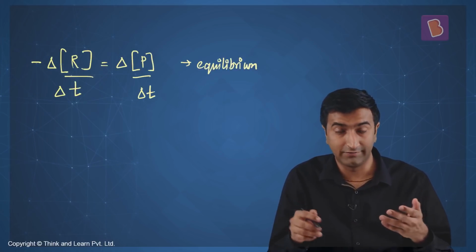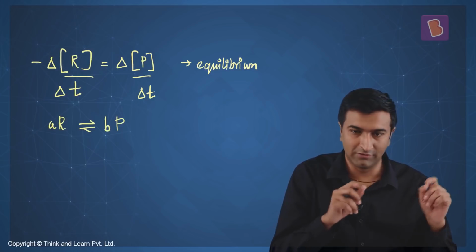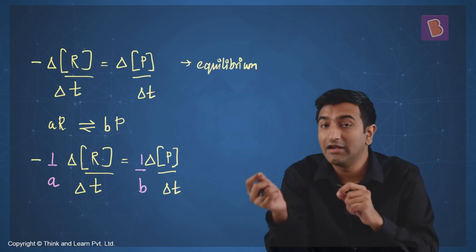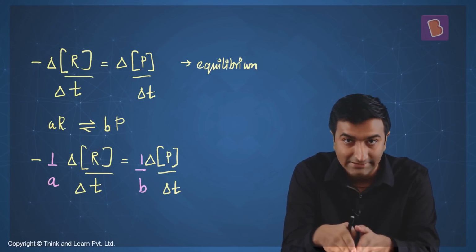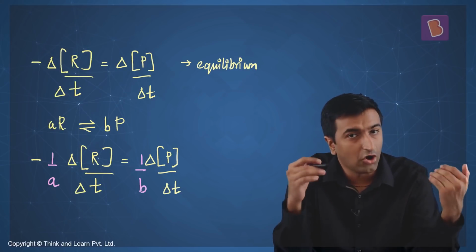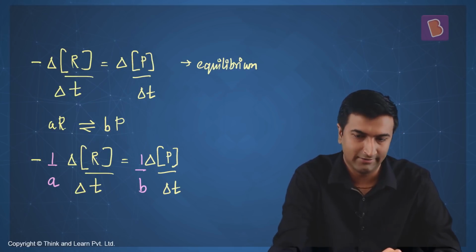If you have some sort of stoichiometric coefficients that are not 1, you just divide by them on both sides. So 1 by A times the reactants and 1 by B times the products. The negative sign shows that the concentration of reactants is decreasing as the concentration of products increases. The rate is always positive. Rate is this expression that you have here, delta concentration by delta time.